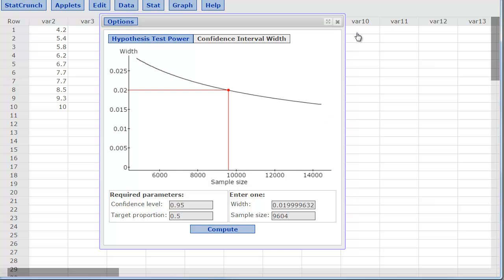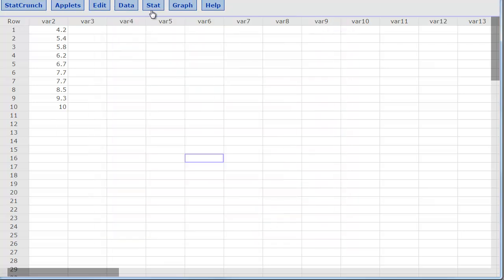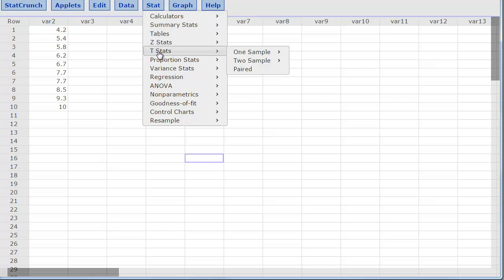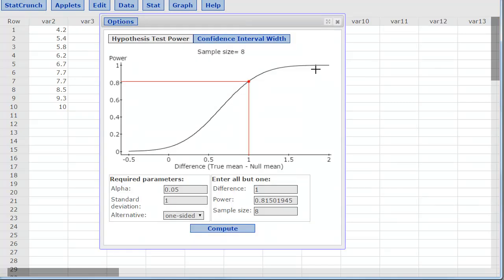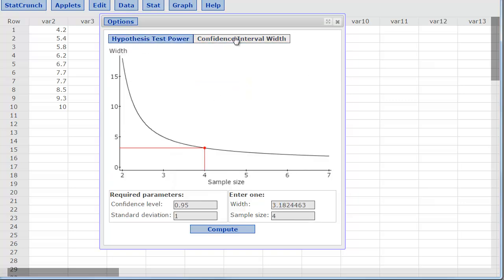It's very simple. You can do the same thing for the T, right? If we're doing T statistics with one sample, there's my power sample size. Again, it defaults to hypothesis, but if we're doing confidence intervals, we click on that. Here's the same required parameters where we have to give it the confidence level that we're testing at, the standard deviation, so that's where you would put in your S, right? And then the width is just like before.